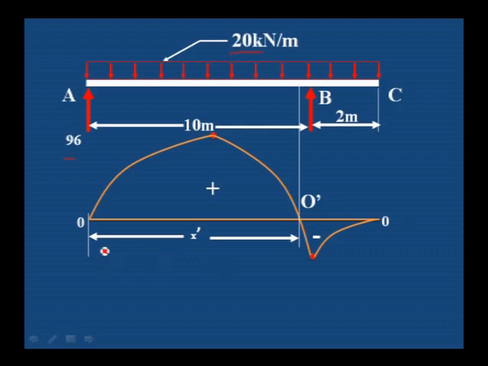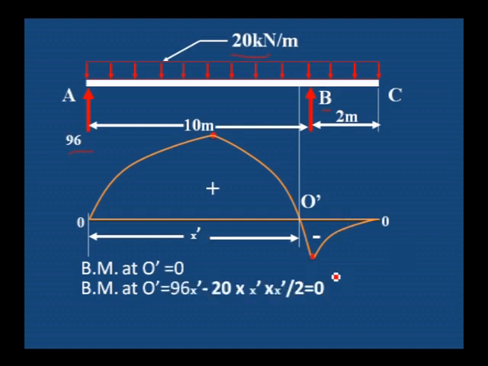You can take anywhere. Now we consider the x dash from A to the O dash, the point where bending moment is changing. That point we can call O dash. This O dash bending moment is 0. Let us take the moment about the O dash. What are the loads acting on the left side of the O dash? It is 96 and 20. On the right side, it is the RB value and the 20 kilonewton per meter. Bending moment at O dash is equal to 0.